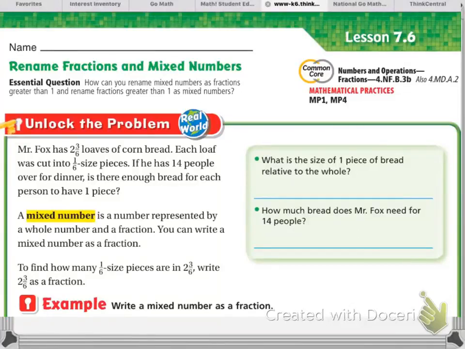Hey, good morning, everybody. Our goal today in math is to rename fractions and mixed numbers.